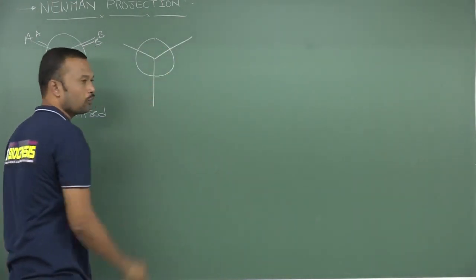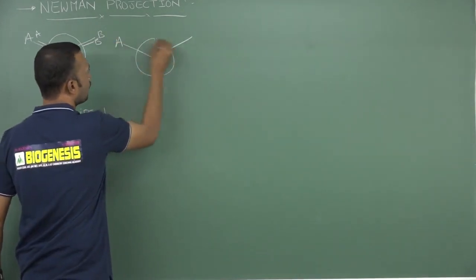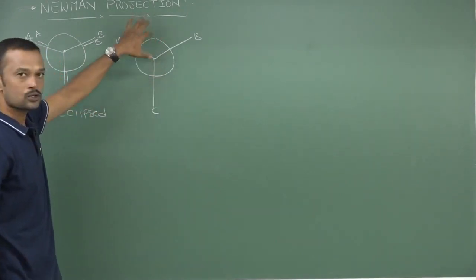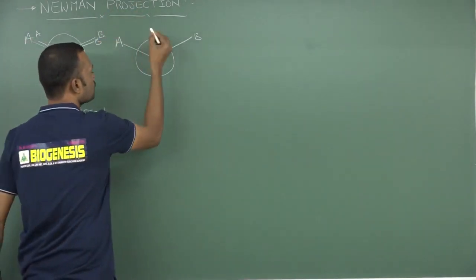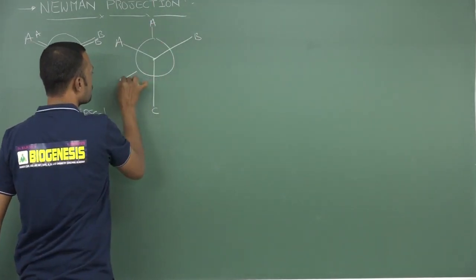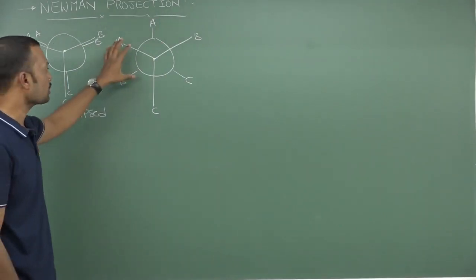You can also write one more conformer like this. It is represented by a Y shape: this is the front carbon and this is the rear carbon. A, B, C are the front carbon substitutions, and this is the rear carbon. If you rotate the rear carbon by about 180 degrees, here you may get A, now this is B, and this is followed by C. So, two possible conformers are observed in Newman.